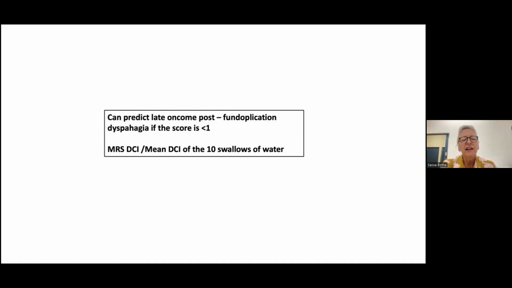So it's a nice score to use when a surgeon has referred the patient to you, to actually not recommend them for a fundoplication.